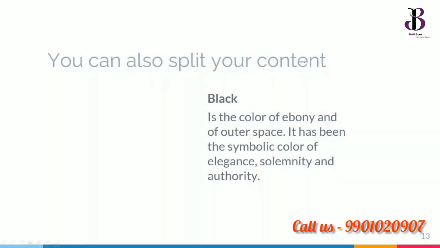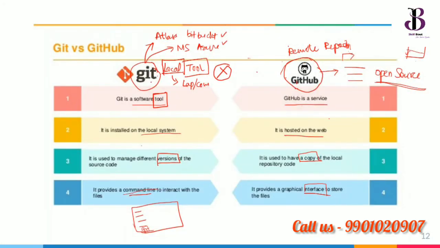GitHub is a remote repository. Why is GitHub used? To keep your code safe and to back up your code. GitHub is a service. Using Git, you can push the code to the cloud, which is nothing but the GitHub remote repository. So even if the code is lost in your computer, the code can still be found in GitHub.